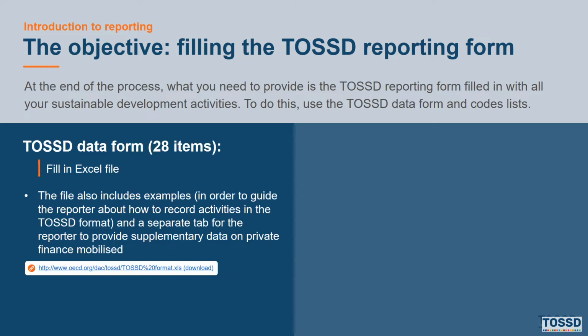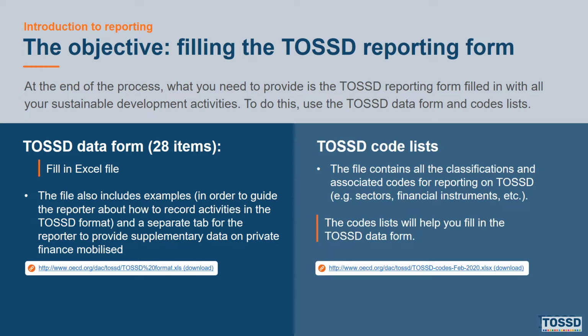The TOSSD data form includes 28 items. It also includes examples to guide the reporter and a separate tab for the reporter to provide supplementary data on private finance mobilized. The goal is to fill in this Excel file. The TOSSD codes list will help you fill in the TOSSD data form. The file contains all the classifications and associated codes for reporting on TOSSD, for example, classifications on sectors, financial instruments, etc. You can find the respective links for both documents on the slide. Please click on it to download them.